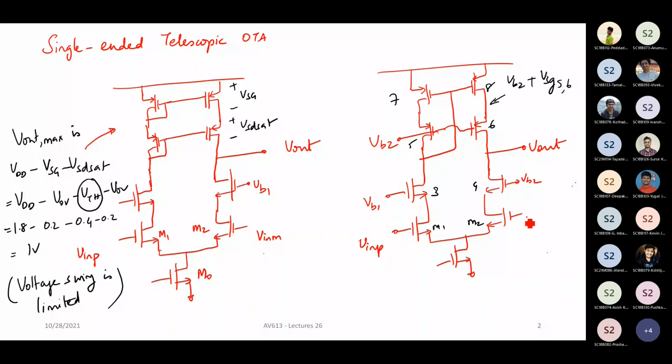So before we go into the biasing aspects, let us try to understand how this is going to work as a cascode, telescopic cascode. So let us say I am giving a plus delta V here and a minus delta V here. So what will be the current drawn here? I tail divided by 2 plus GM delta V. Same way, what will be the current that is drawn in this side? It will be I tail divided by 2 minus GM delta V.